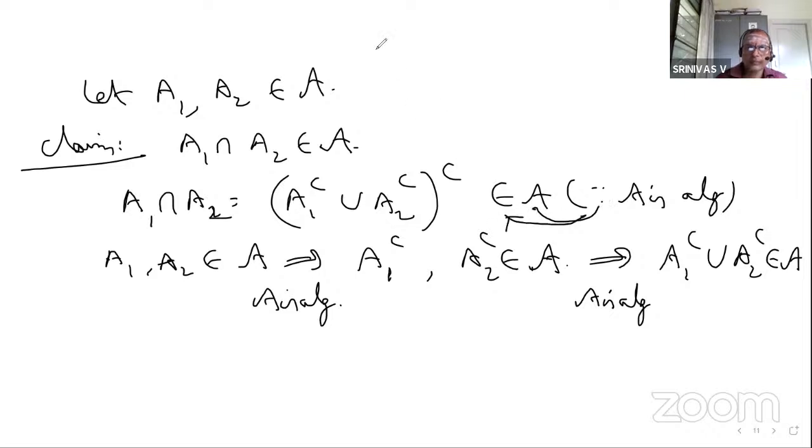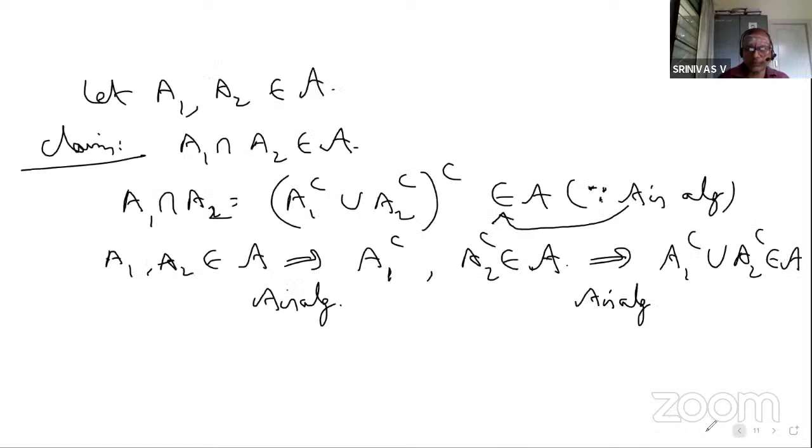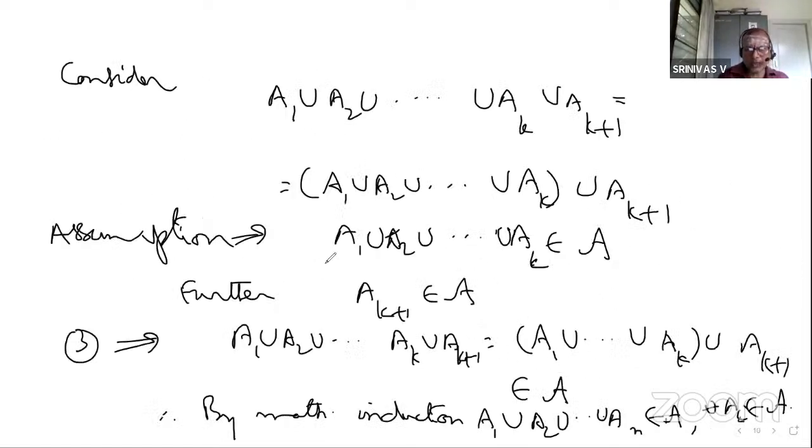This is because of this. The reason for this is that script K is algebra. So if you are given two sets, you can show that their intersection is also present in script K. Now, again, as we have done for union, you can proceed. We'll be assuming it for K. You will get A1 intersection A2 up to intersection AK will be present in script K, and you will try to obtain this for n equal to K plus 1.